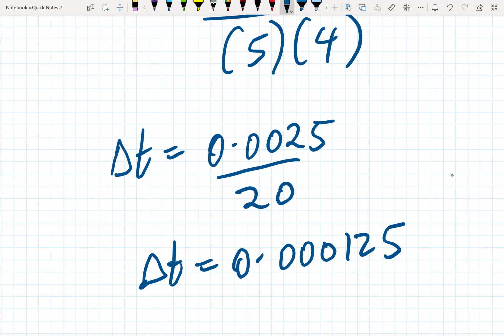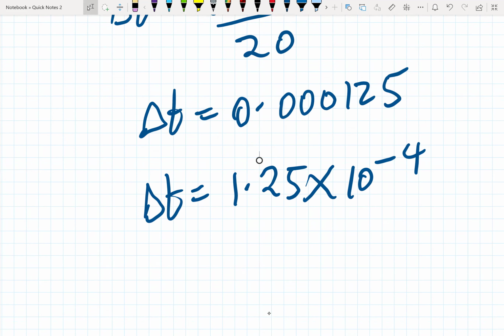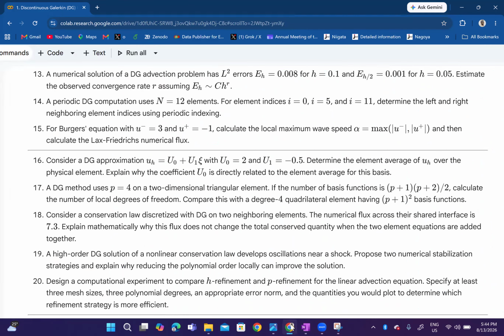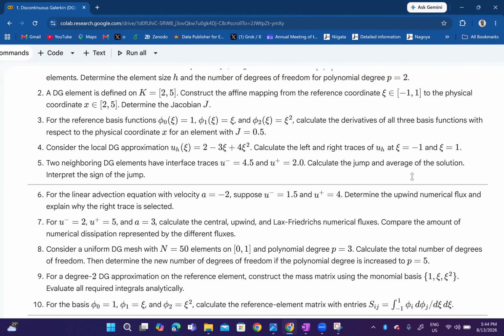This demonstrates an important stability feature of explicit discontinuous Galerkin methods: increasing the polynomial degree p increases the factor 2p plus 1, and therefore generally requires a smaller stable time step. And with this, we come to the end of this very lengthy special topic, which is the discontinuous Galerkin finite element method. So again, look at the problems and try following everything we've done.